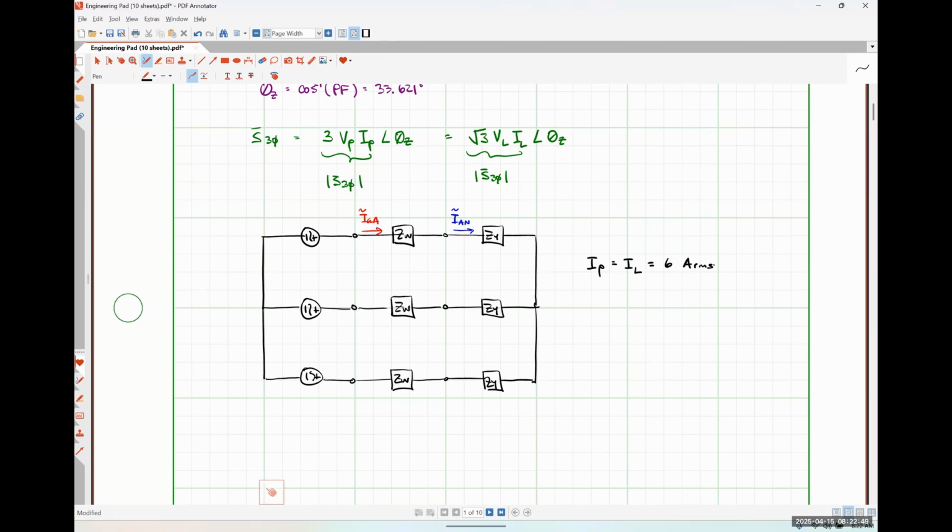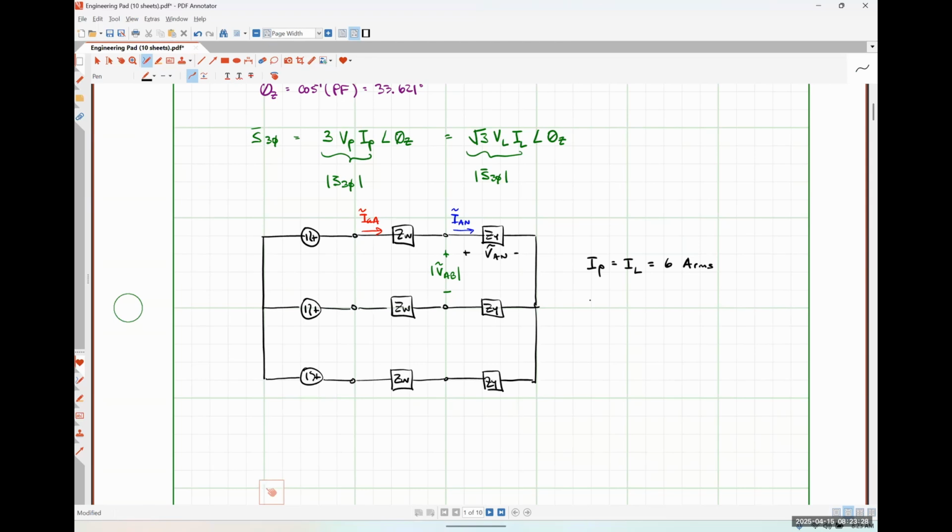Okay. Now, we were also given that the magnitude of this voltage right here is 208 volts RMS, right? That's what our line voltage at the load is. Okay. Well, how is that related to this phase voltage, VAN? Right. So VAN is going to be square root of 3 times smaller than VAB.